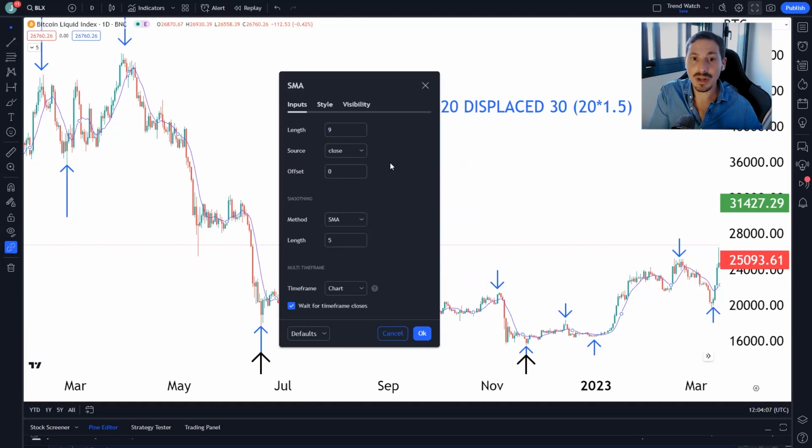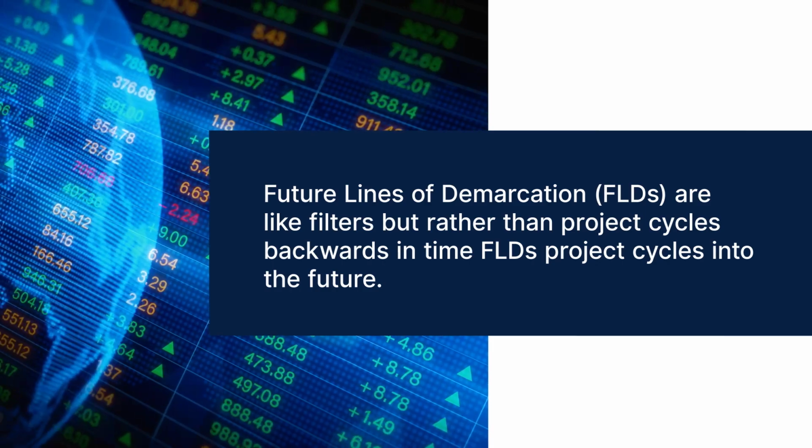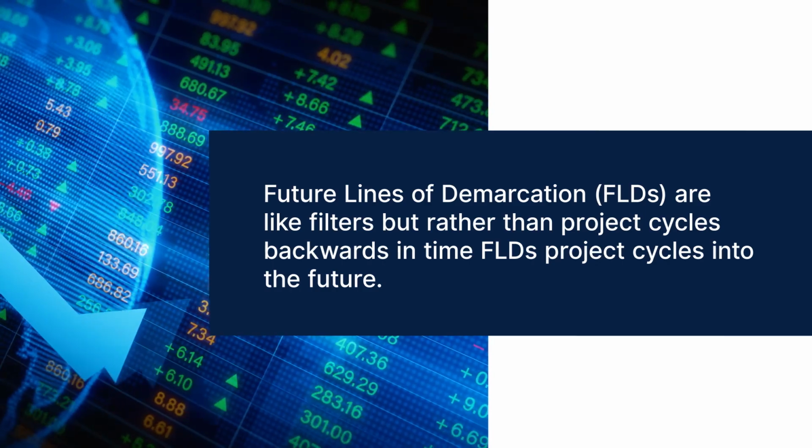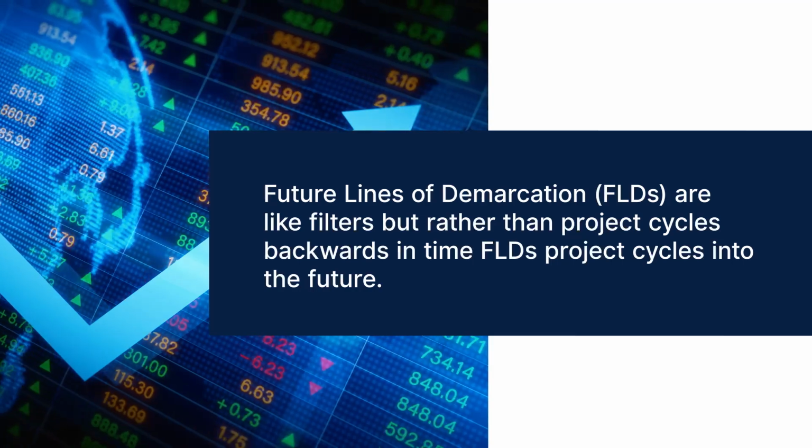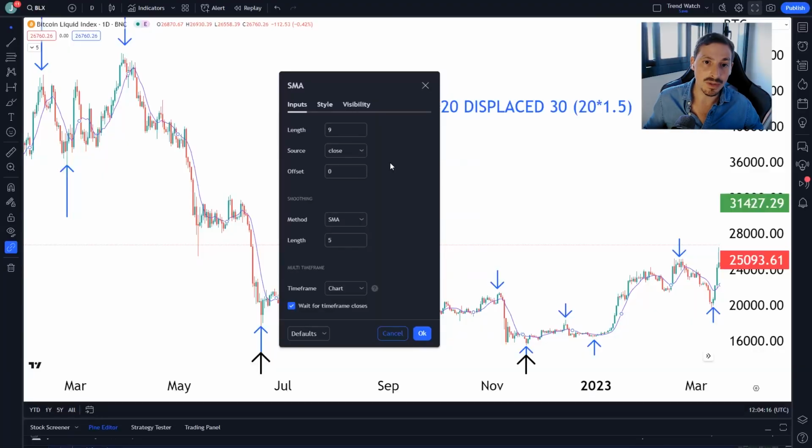Now remember, like we saw in filters, an FLD is also a moving average, but instead of being displaced backwards, it is displaced forwards in time. So the first thing is the length. The length of an FLD is the same as the filter. Because remember, this is a filter that we're moving forward into the future. So in this case, I'm interested in looking at the 80-day cycle FLD. And for that, I need a 20-day moving average. It's 20 because it's 80 divided by 4. Remember, you always divide the cycle duration by 4.